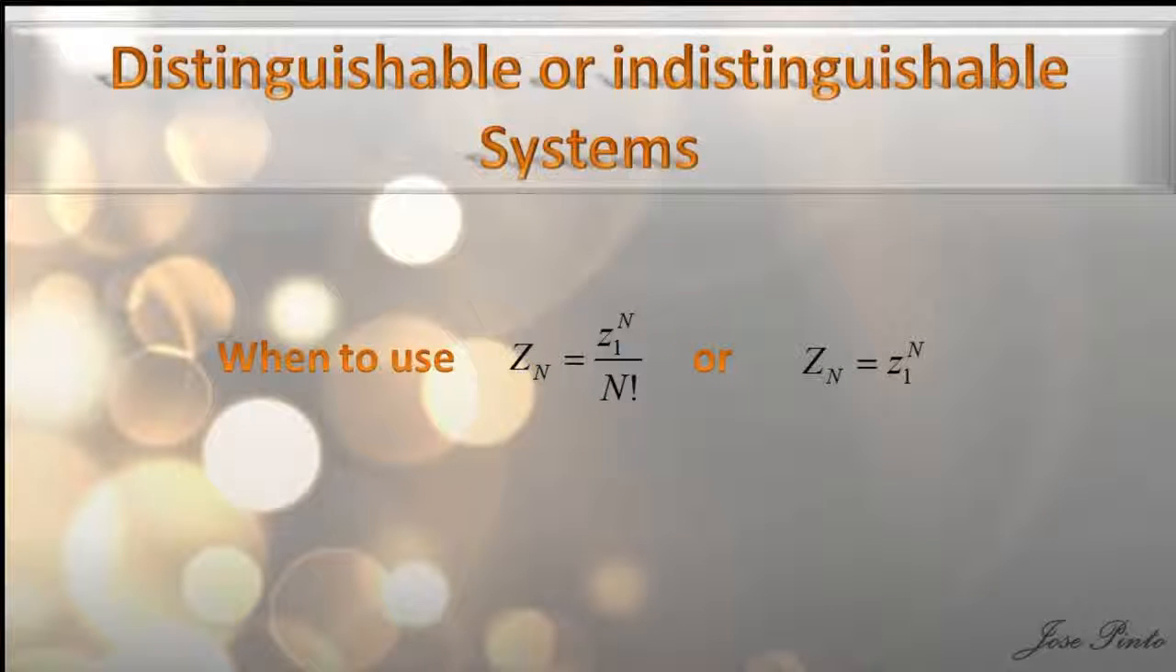This section is about going from one particle to many particles when using the partition function. In other words, how do you know when to use the factor of 1 over n factorial? So we need to have a solid definition of what distinguishable means.